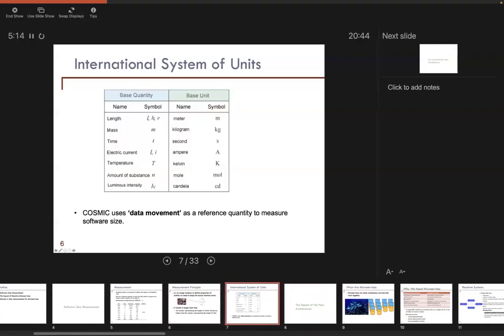So this is actually the international system of units. We have certain base quantities that we think are the core of the measurement, which is related with the length, it's meter, and mass, it's kilogram, and time, second, etc. And then we don't have something like that in the software area. Closest thing is the data movement concept that we use when we measure functional size in software using the COSMIC size measurement method.